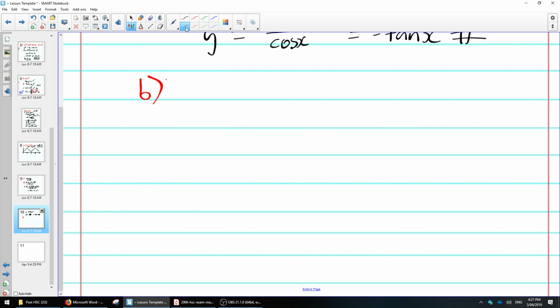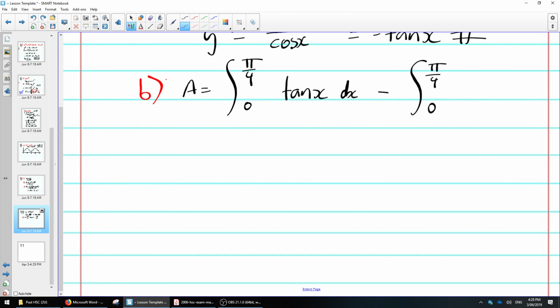We want to find the area underneath y equals tan x between 0 and pi over 4, and then we subtract the area underneath y equals x. So we're going to start off with: area equals the integral between 0 and pi over 4. Everyone see why it's between 0 and pi over 4? It's that line. Integral of tan x dx minus the integral from 0 to pi over 4 of x dx. That's one mark, just to set up what we're doing. Okay?